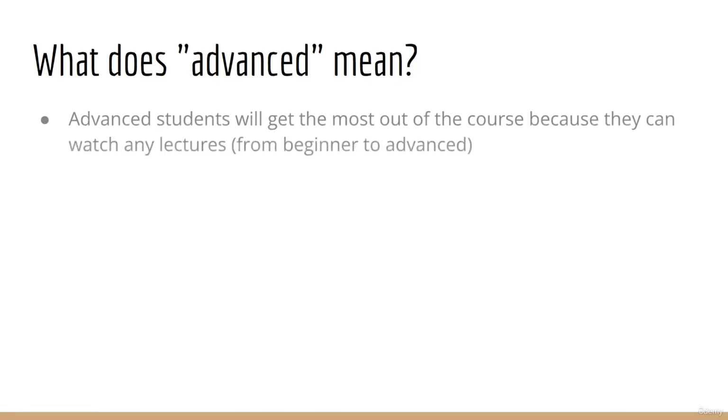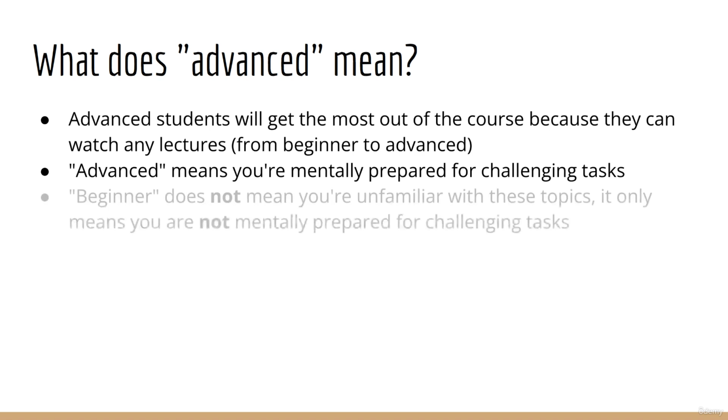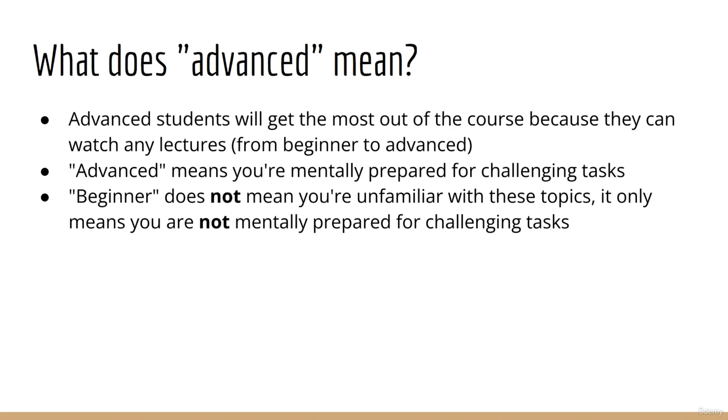At the same time, advanced students will get the most out of this course. That's simply because they'll have the abilities to understand all of the content from beginner to intermediate to advanced. So not only the advanced content is for the advanced students, but all the content is for the advanced students. In this sense, advanced doesn't mean you already know the content, since at that point taking this course would be pointless. Advanced really means you are mentally prepared to handle the more challenging tasks. Conversely, beginner doesn't mean you're new and unfamiliar with these topics. It simply means you are not mentally prepared. So you should use that as motivation to get yourself to an advanced level if you are not there yet.